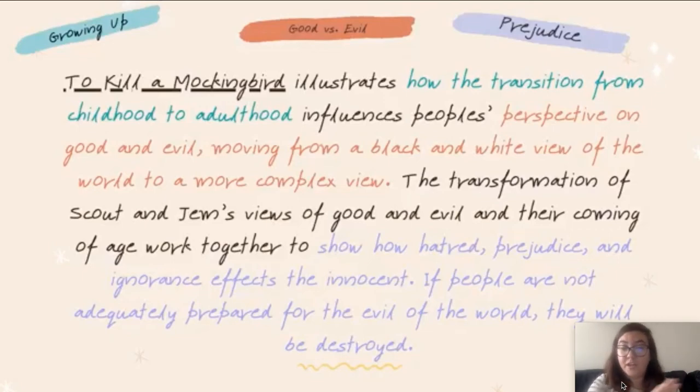The transformation of Scout and Jem's views of good and evil as they get older, right, come together to show how other influences like hatred and prejudice and ignorance that they find in their town affect the innocent, okay? So when we say the innocent, we think of Scout herself, but we also think of Boo Radley. We think of Tom Robinson, right? Those people were not adequately prepared for the evil of the world, things like hatred, prejudice, and ignorance. And ultimately, they were destroyed.